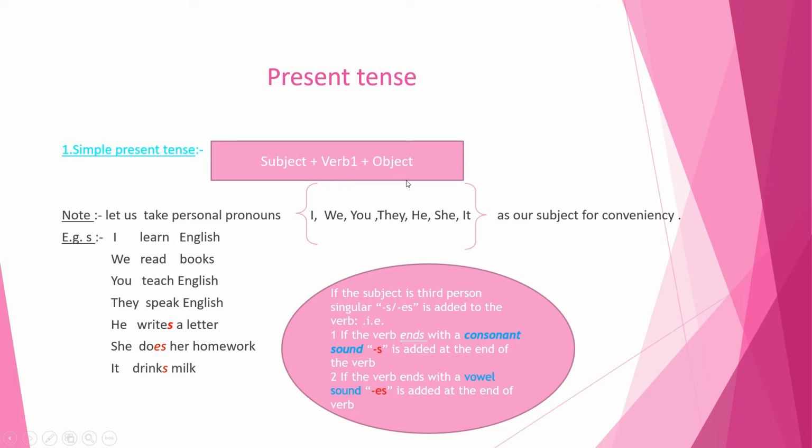To know whether there is an object or not in a sentence, we have to question with 3 WH words that are what, who, whom. So I learn. What do you learn? English.